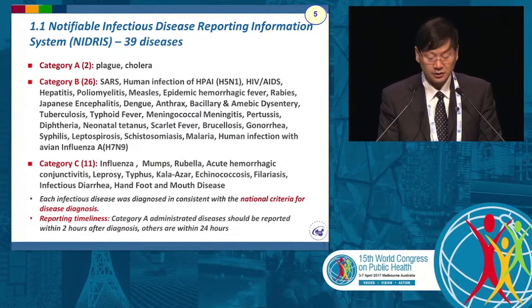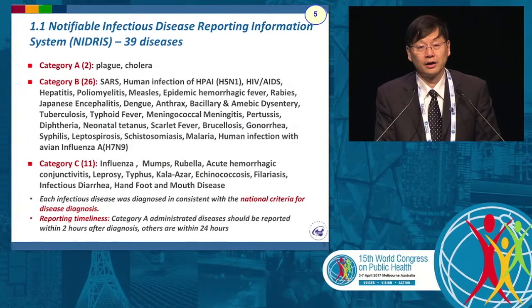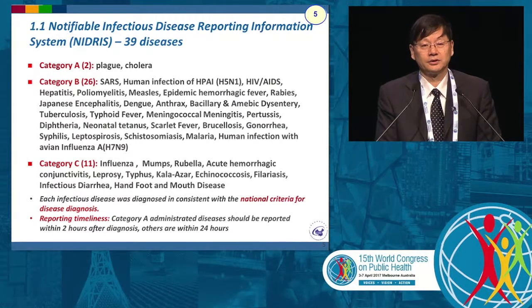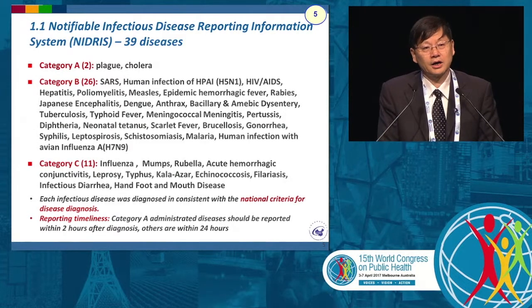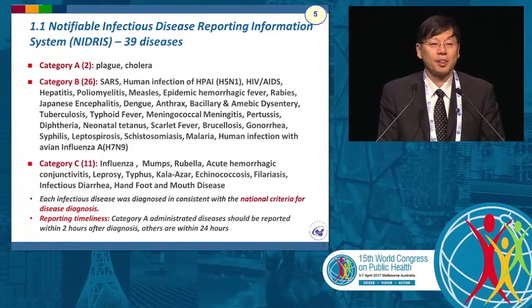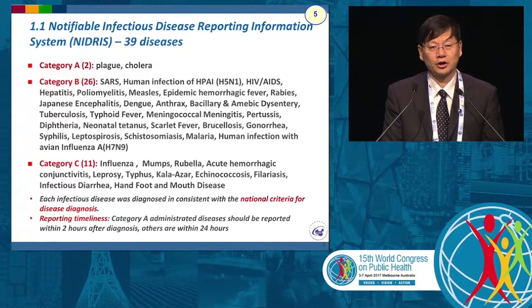Category A diseases, plague and cholera, must be reported within 2 hours of diagnosis. Category B and category C diseases can be reported within 24 hours of diagnosis.